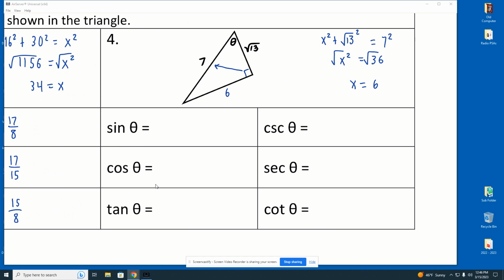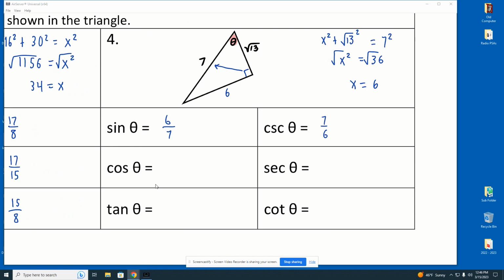All right? So here we go. Here's theta. It just changed positions. That's fine. But we're going from that spot right there, from theta. So, sine is opposite. What's opposite? 6 over hypotenuse, 7. So sine is 6 over 7, which won't reduce. What's cosecant?